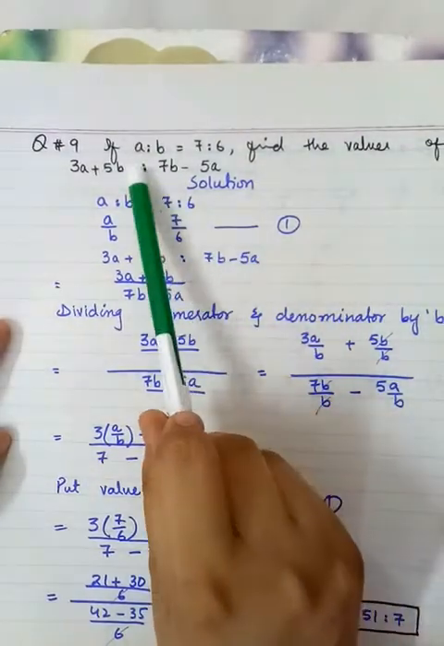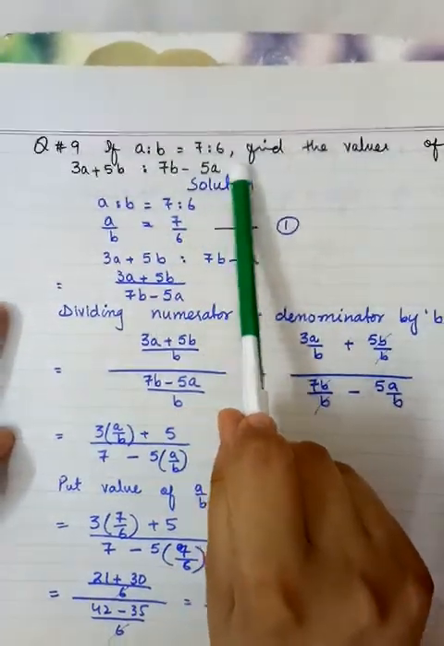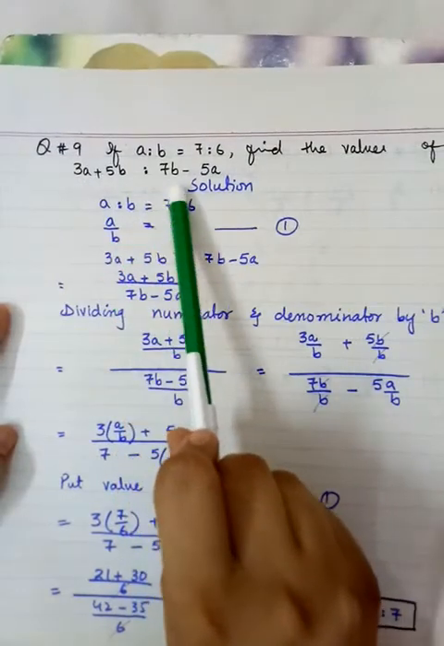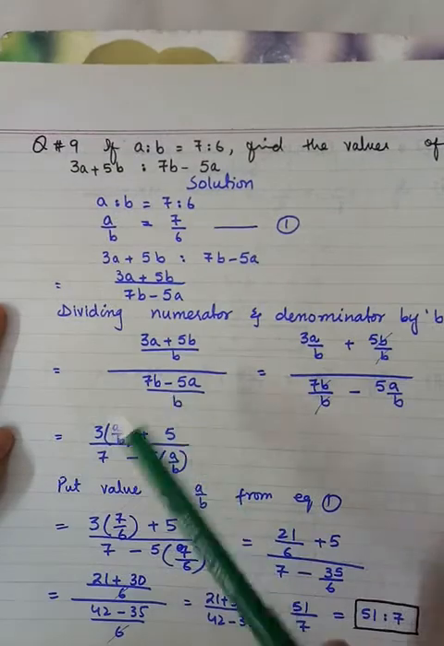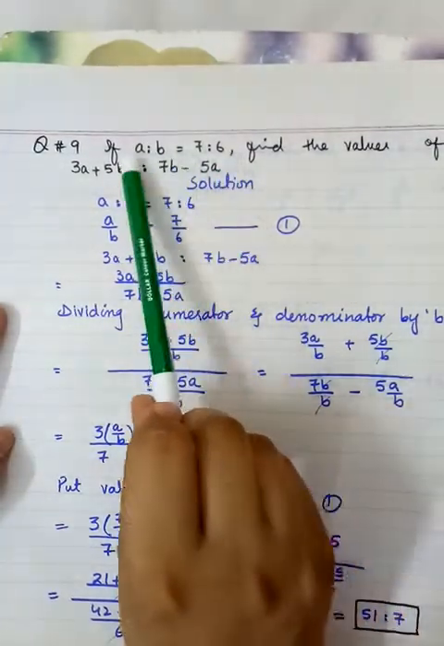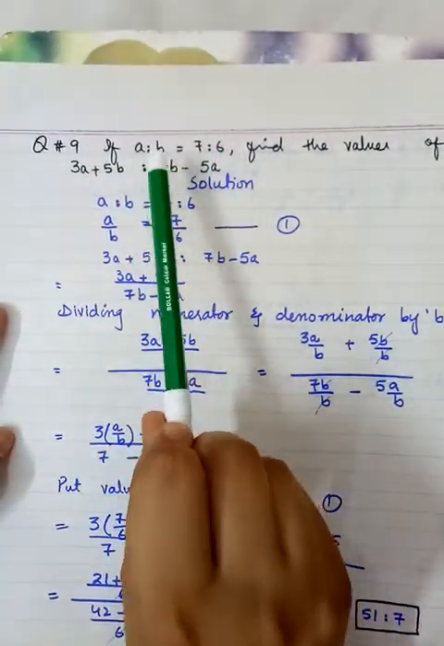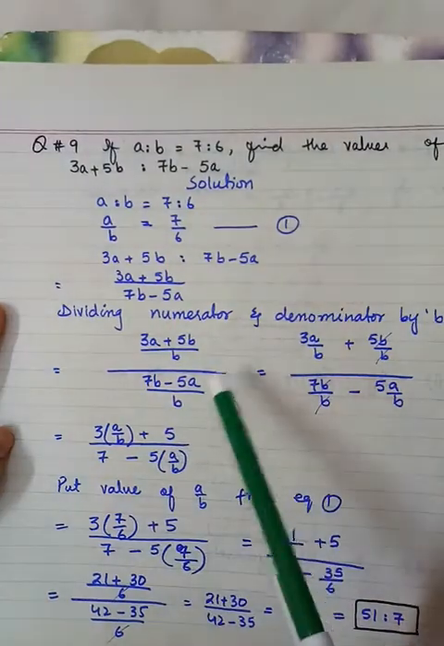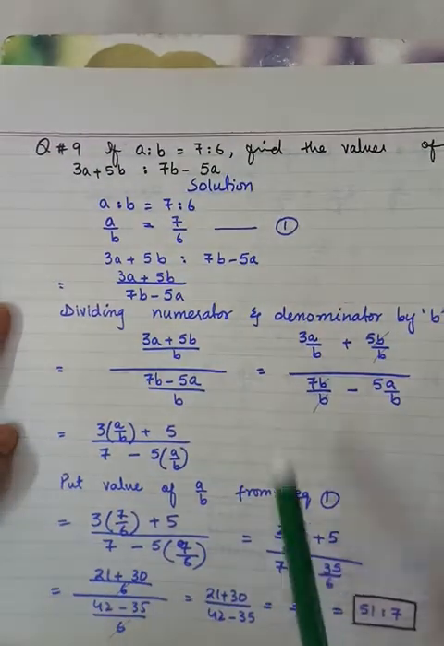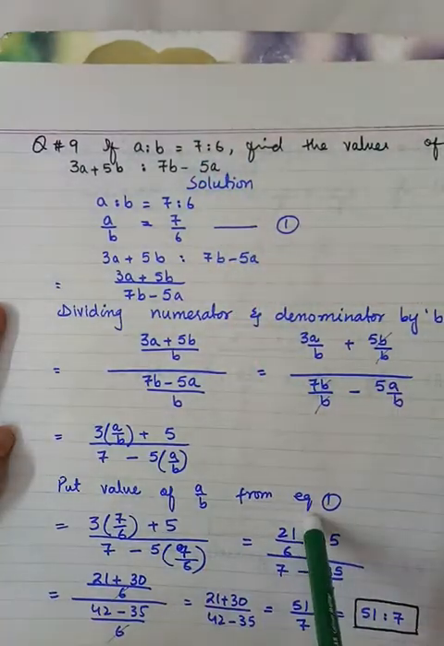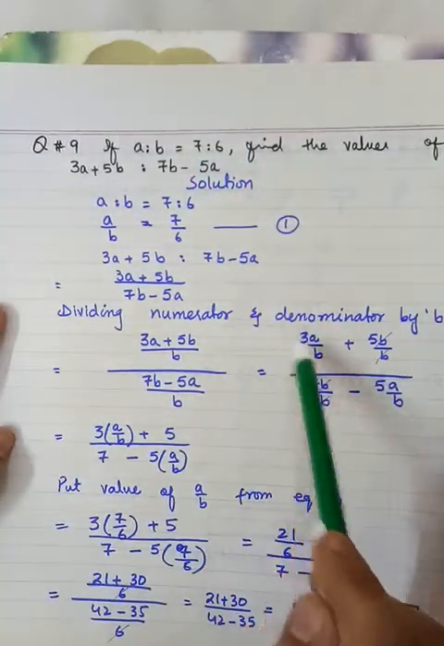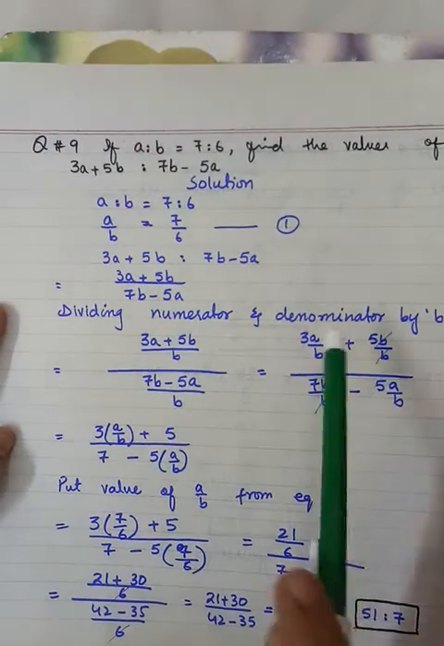What are we given? If a ratio b equal to 7:6, find the value of 3a plus 5b ratio 7b minus 5a. Students always remember that whatever is given to us, we have to use it and carry it along. You use all those values for the solution. For what you have to find out, this clue, this hint is given to you. That is a hint to use for the solution of the rest of the question.